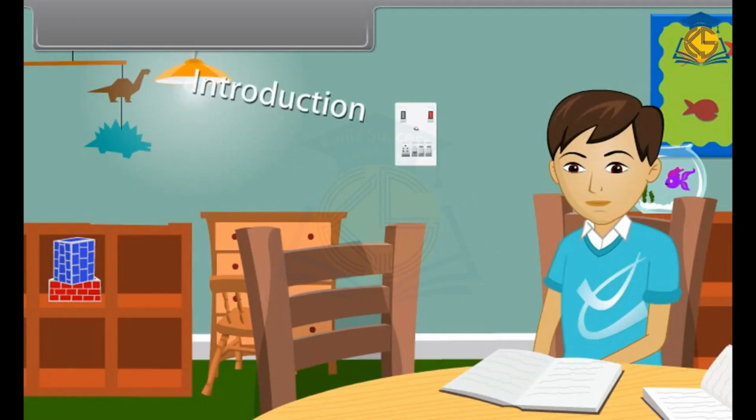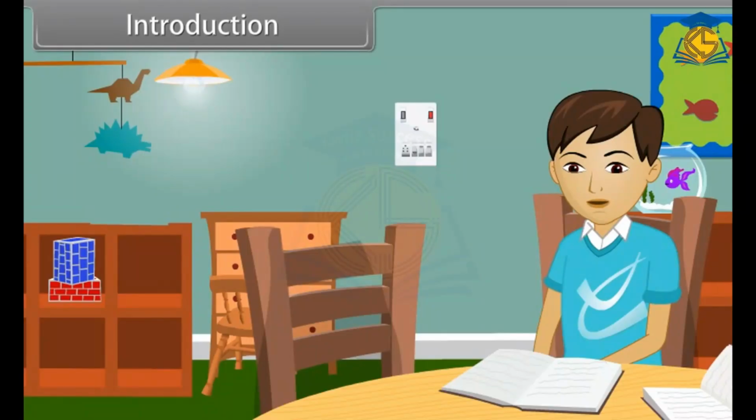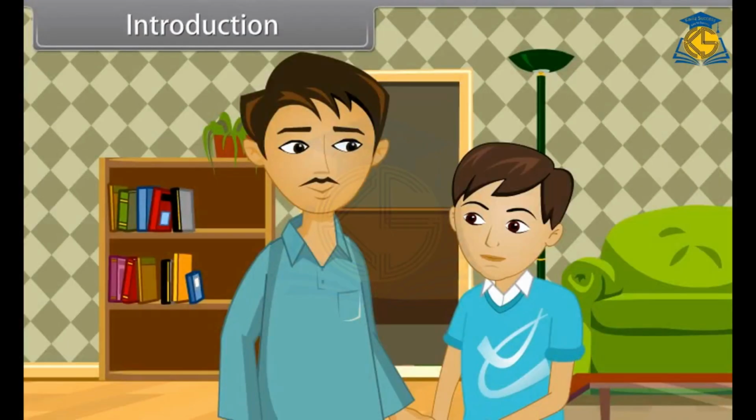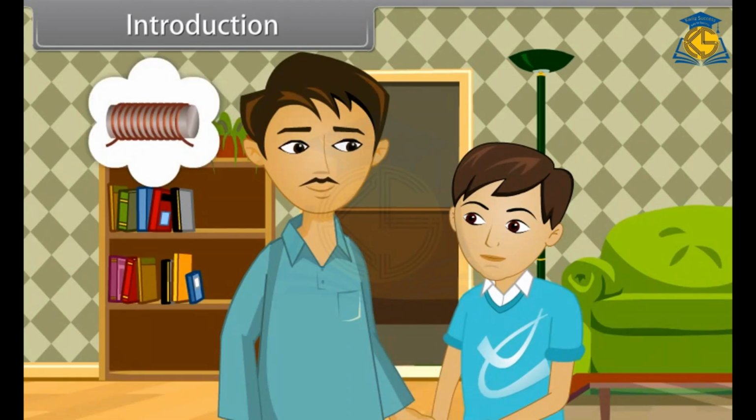Introduction. Today, Ravi is alone at home. He's doing his study. Suddenly, the doorbell rings. He opens the door and greets his father with a smile. Ravi asked his father how the doorbell works. His father replied to him that the doorbell works on the principle of solenoid.